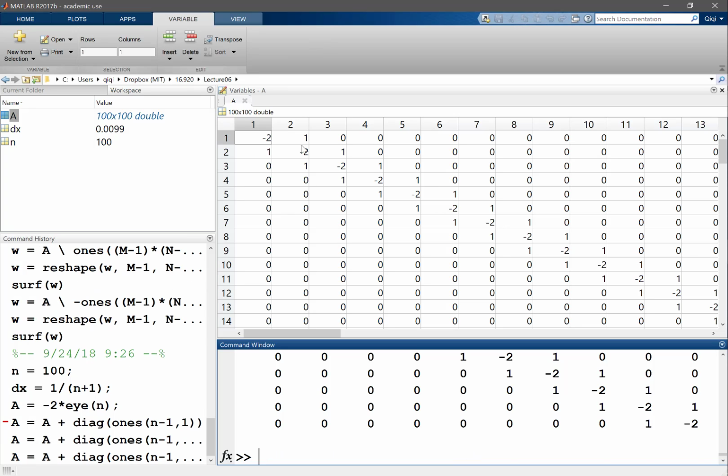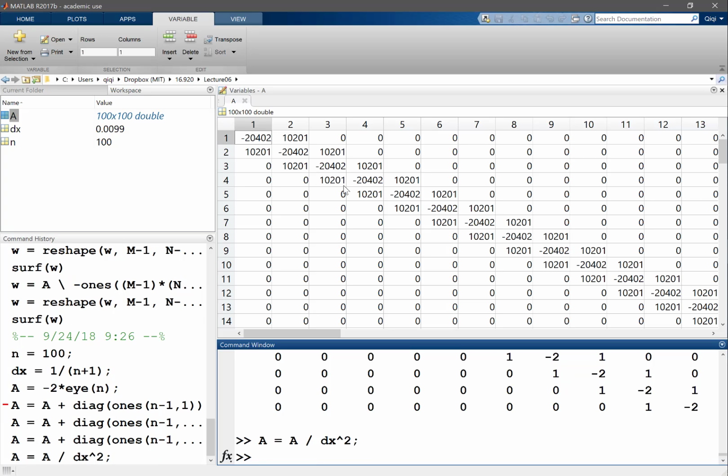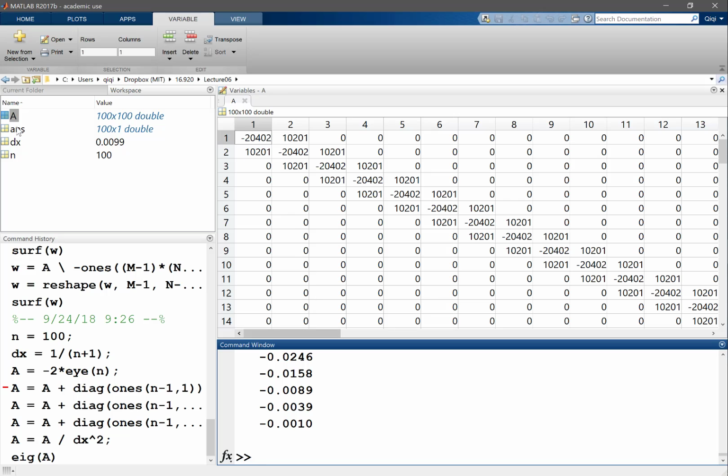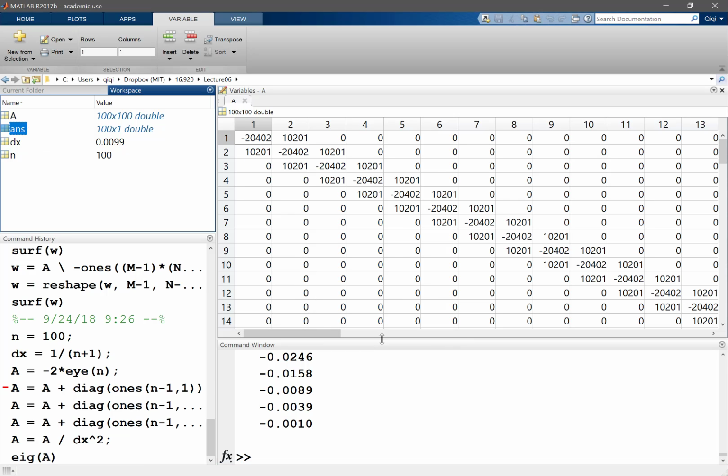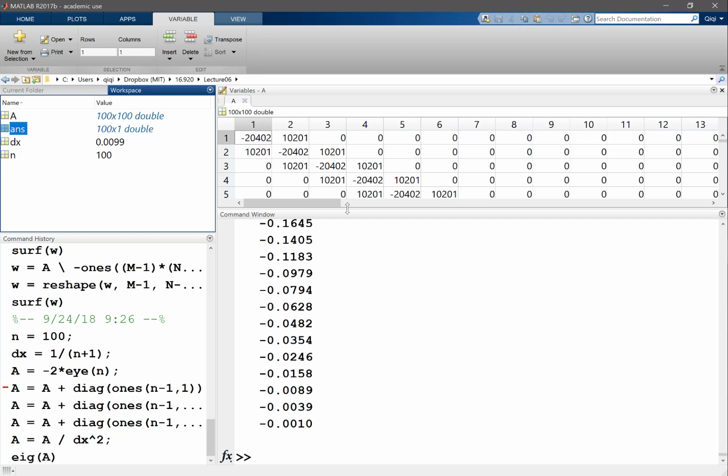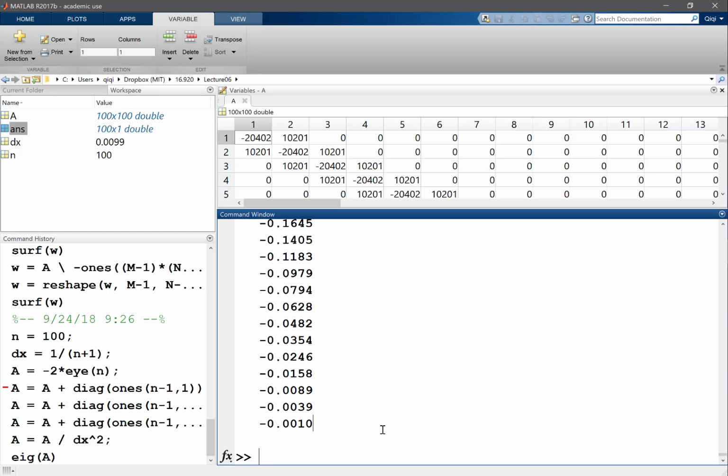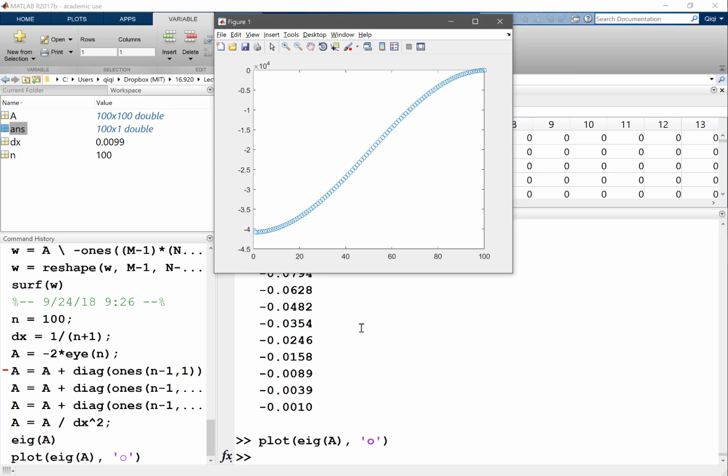So what you get is the tridiagonal matrix we want. And then A is equal to A divided by delta x squared. So that gives us the matrix we want. So let's, for example, compute the eig of A. Well, the answer is a 100 by 1 vector. So that's all the eigenvalues of A. And if you plot it, that's kind of the distribution of all the eigenvalues of A.